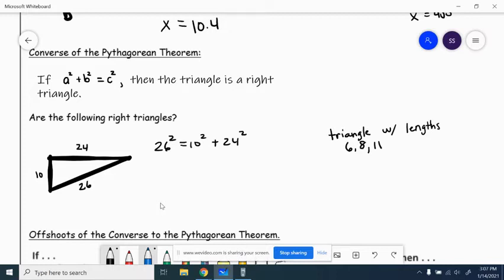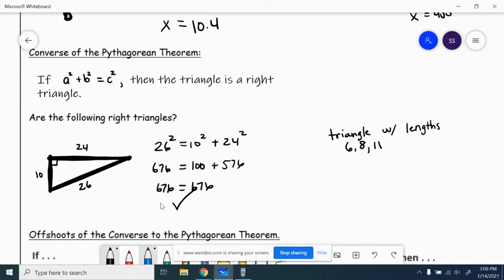And we'll square these out. We get 676 is equal to 100 plus 576. 576 plus 100 is 676. So after we do some squaring, we notice that c squared is equal to a squared plus b squared. So yes, this is a right triangle. So I can put that little box right there.